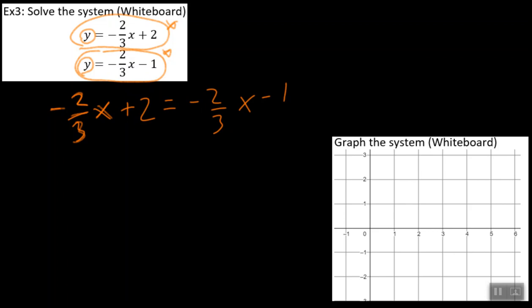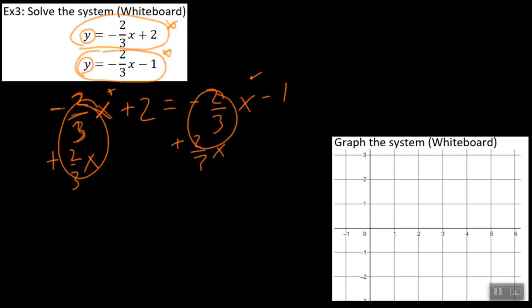Now, some of you are pretty astute. You already see the answer. Alright, hold that to yourselves. But right here, we have negative 2/3 x plus 2 equals negative 2/3 x minus 1. Notice we have our x's on both sides, and we need to move one of them. So let's go ahead and add 2/3 x, and we'll add 2/3 x to the right. Of course, that zeroes out, and wait a second, that zeroes out as well. We're left over with 2 equals negative 1.